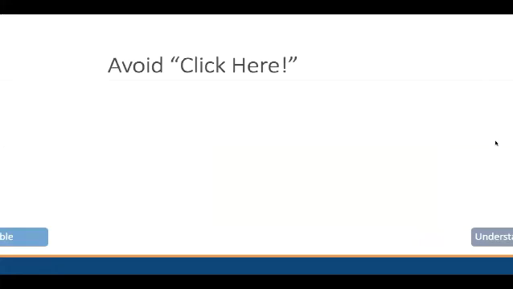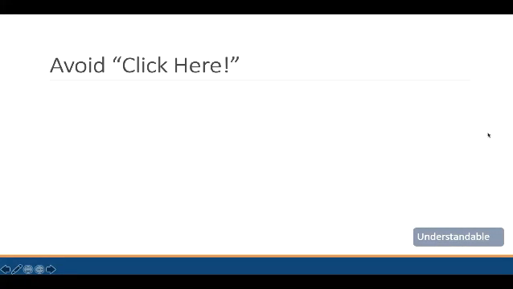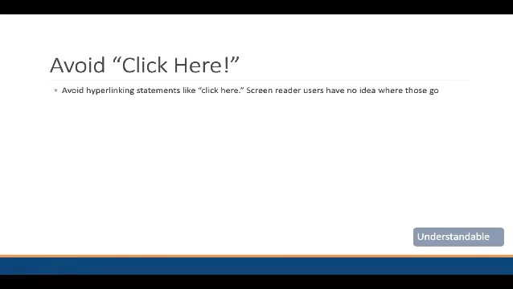Okay, let's move on. In general, avoid using click here. If you hyperlink a statement like click here, screen readers are going to have no idea where those go. Basically, if you use a screen reader, I've got some examples in my list of resources here, that screen reader is going to read aloud the links to the person so they know whether or not they want to use that link. And if a link just reads aloud as click here, it's kind of like saying, do I want to jump off this cliff? I don't know where this goes. I have no idea if this is going to be useful for me or not.